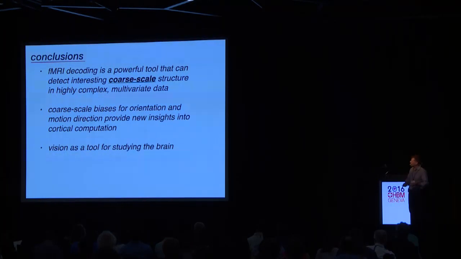So to conclude, fMRI decoding is a powerful tool that can detect interesting coarse-scale structure in highly complex multivariate data. Coarse-scale biases for orientation and motion provide insights into cortical computation. And finally, this is a vision talk. I'm a vision neuroscientist, but I think by studying vision and gratings and moving dots, we can learn a lot about the nature of the signal that we're measuring as neuroimagers, and I think these principles will extend nicely to studying other parts of the brain.